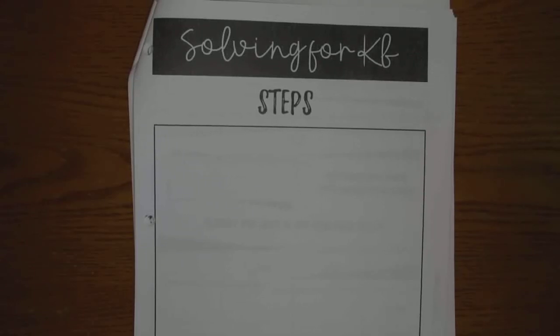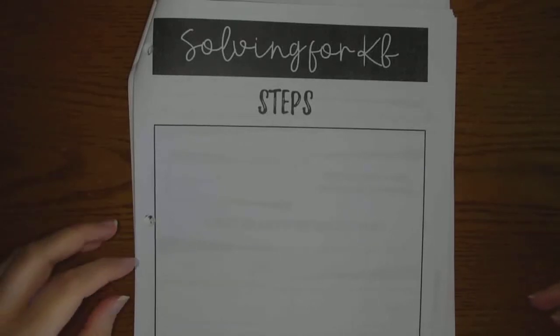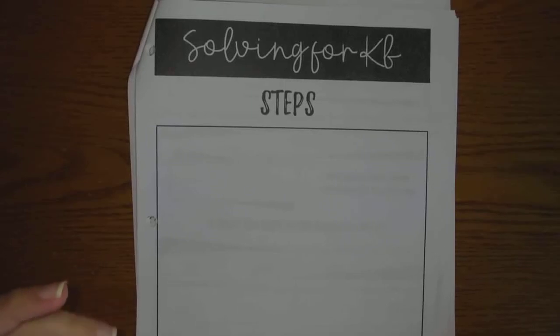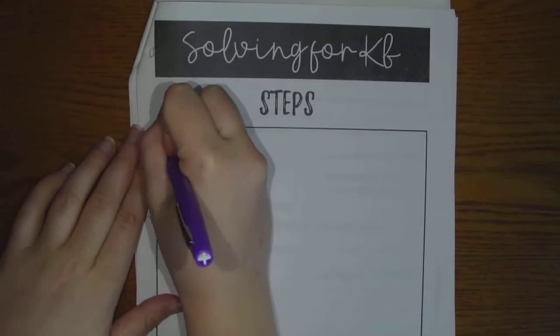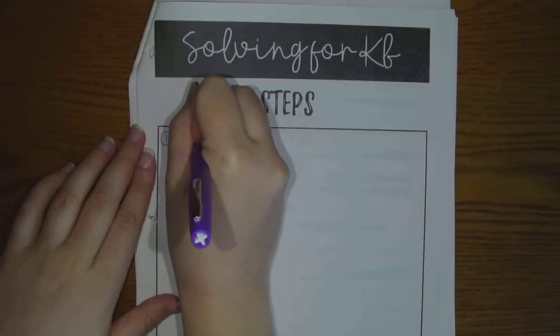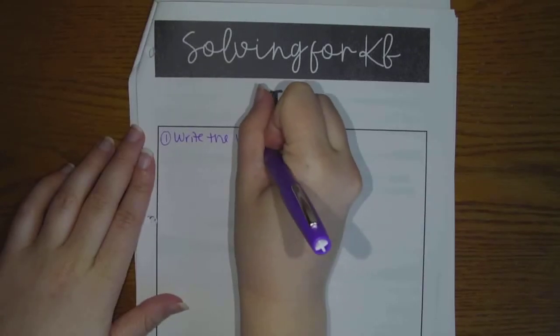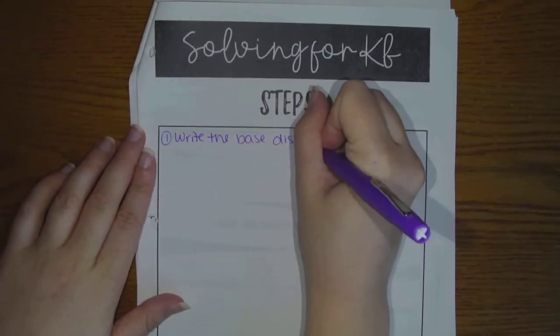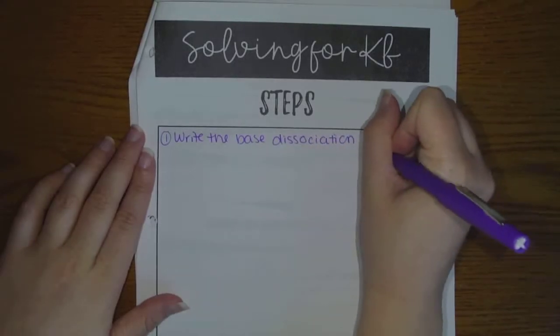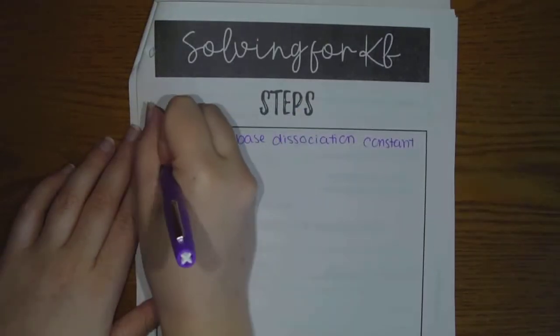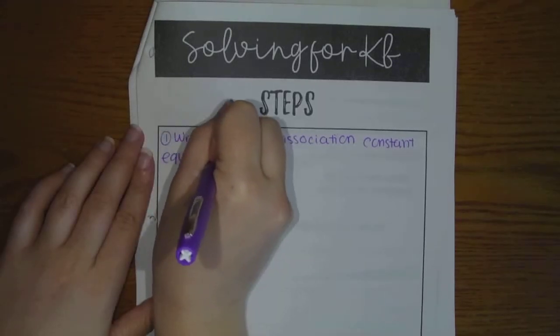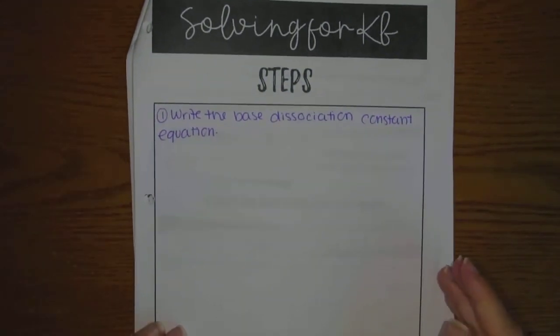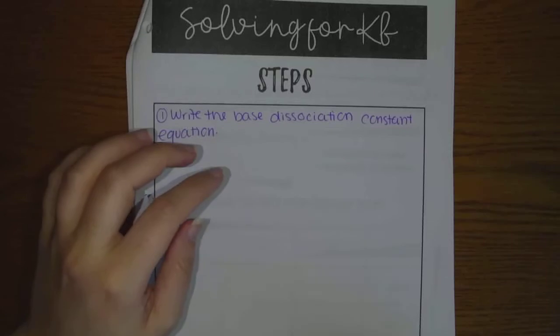Okay, so now that we've talked about what exactly the base dissociation constant Kb is, now we're going to look at how we solve for Kb. This is going to be very similar to what we just did with solving for Ka. So the first step we're always going to do is write the base dissociation constant equation. That's what we usually do to start all of our steps. Pretty much, when in doubt, write down the equilibrium constant equation.